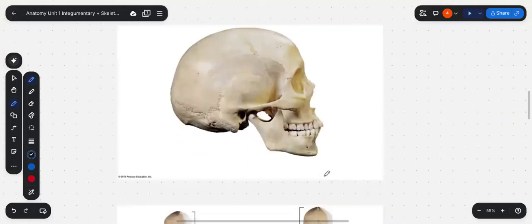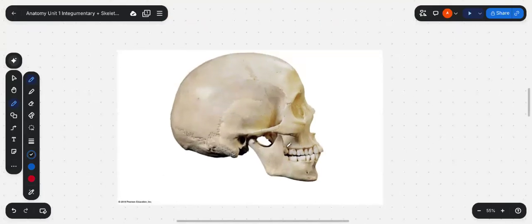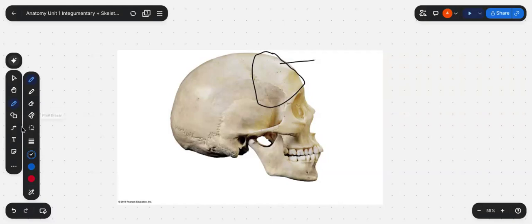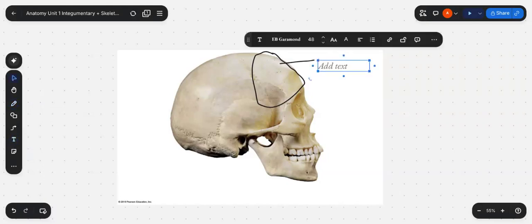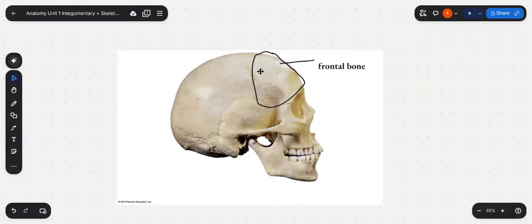Now we're going to move on to the skeletal system. We're starting off with your axial skeleton, which is composed of your skull and vertebral column. So we're going to start off with the skull over here. The skull has different bones that break it up. You have 4 different skull bones. The first of which is over here, the forehead region. This is your frontal bone. Frontal bone over here, and that is where the frontal portion of your brain would be.